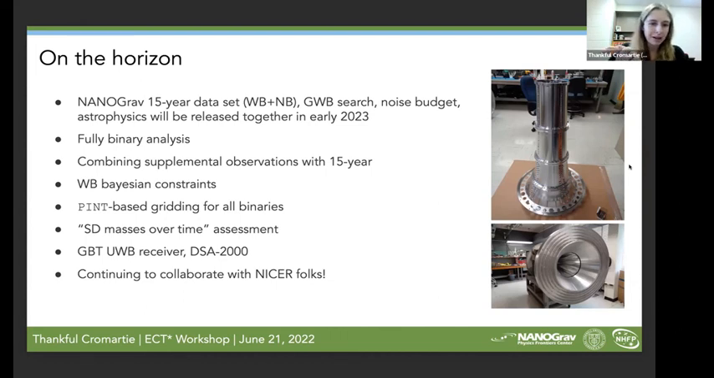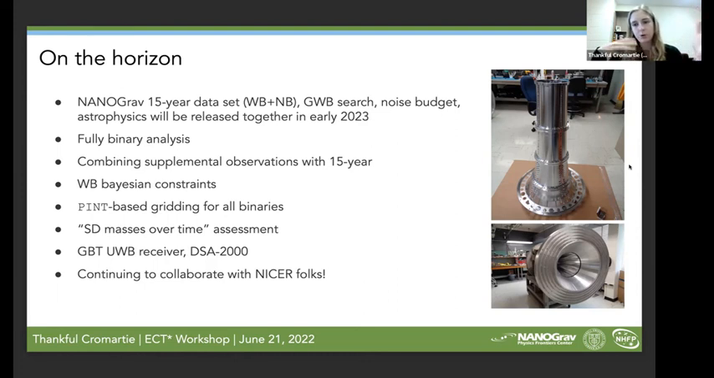That's not supposed to say fully binary analysis, it's supposed to say full binary analysis. So basically the results of what I've been talking about are going to be presented in full, either within the dataset paper or as a standalone paper that would be published very close to the same time. So do look forward to those results early next year. I'm sure we'll have more concrete measurements much sooner than that, but that's when they should be officially published. We are going to be doing those combinations of the supplemental GBT observations with the 15-year data set.